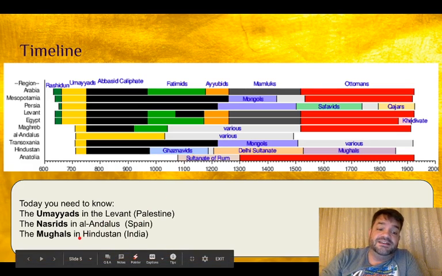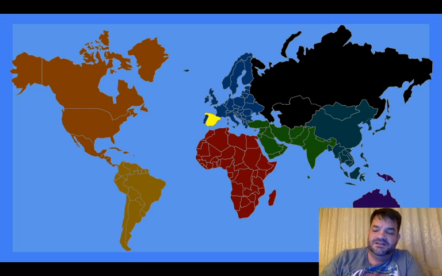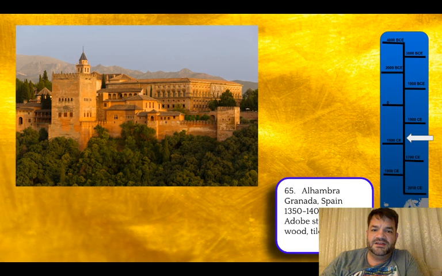And then lastly, we've got in India, we've got the Moguls, not to be confused with the Mongols, okay? These are roundabout descendants of the Mongols. So, yeah, they're not the same thing, okay? But they're going to be in northern India. All right. So we're going to start here in Spain with the Nasrids, okay?